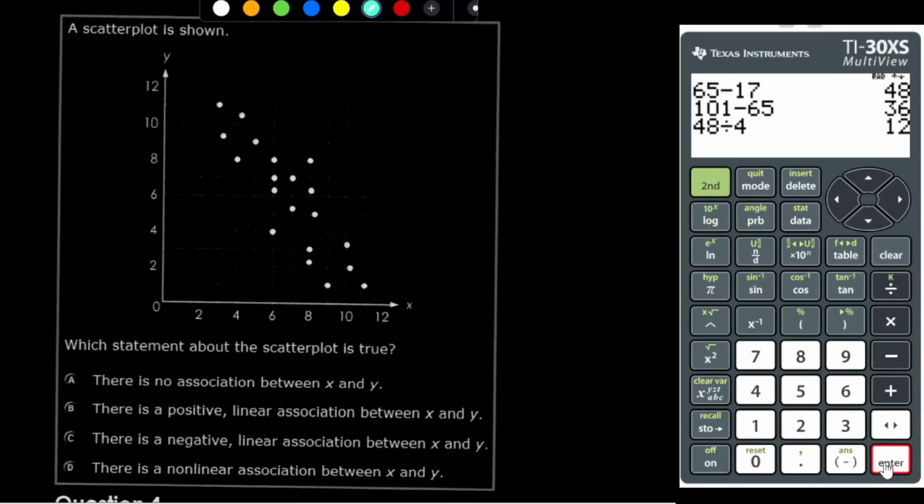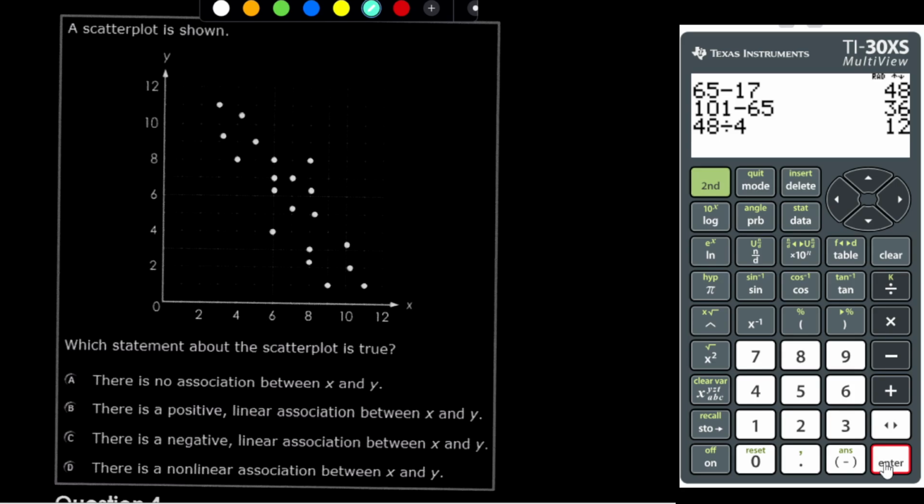All right, question 3. Scatter plot is shown. Which statement about the scatter plot is true? Now, we're going to be going over scatter plots in math class today a bit, is my plan. But here's the long and the short of it between a scatter plot. First off, there's two things you need to know. Linear association versus nonlinear association. And whether it's positive or negative.